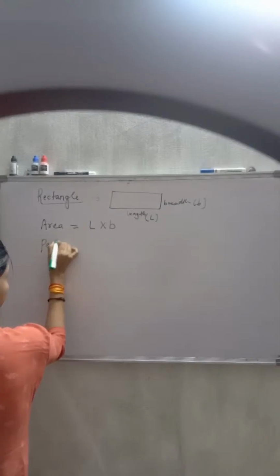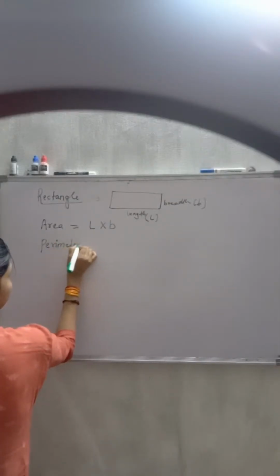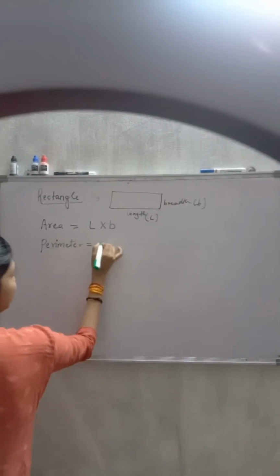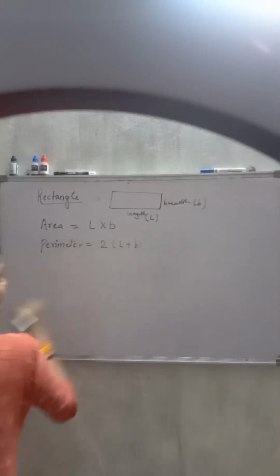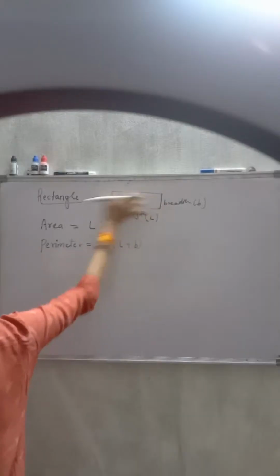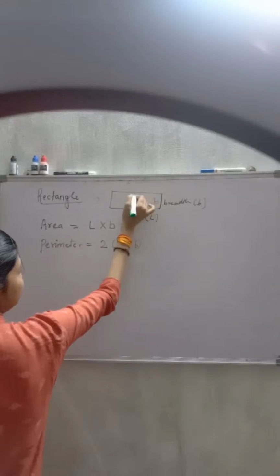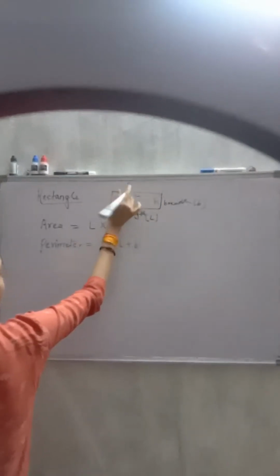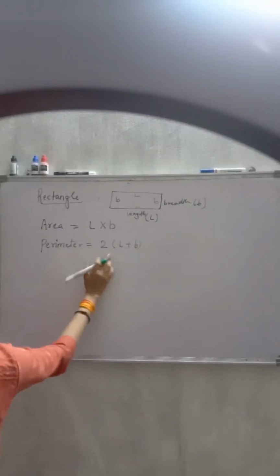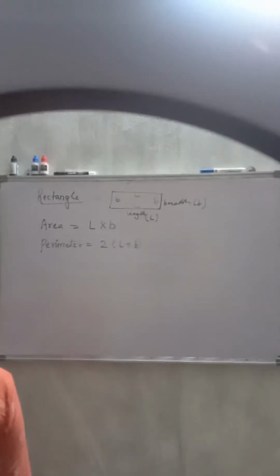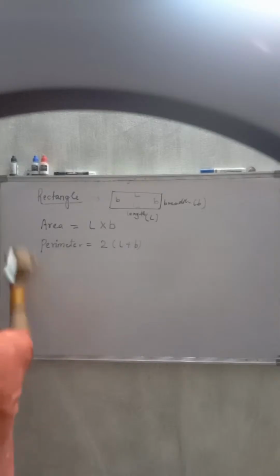Next we will see the perimeter. Perimeter will be twice of L plus B. Perimeter क्या होता है? Sum of boundaries. Okay, this is L, this is B, this is L, this is B. Since opposite sides are equal in rectangle, so perimeter will be twice of L plus B.